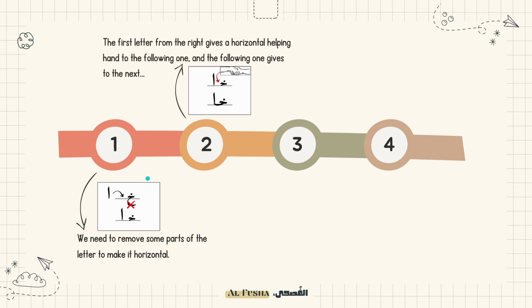Next step is we give a horizontal helping hand to the following letter. And as we start from the right side, we start from the very right and we make the letter that comes from the very right give a helping hand to the following one, and so on until the last one.